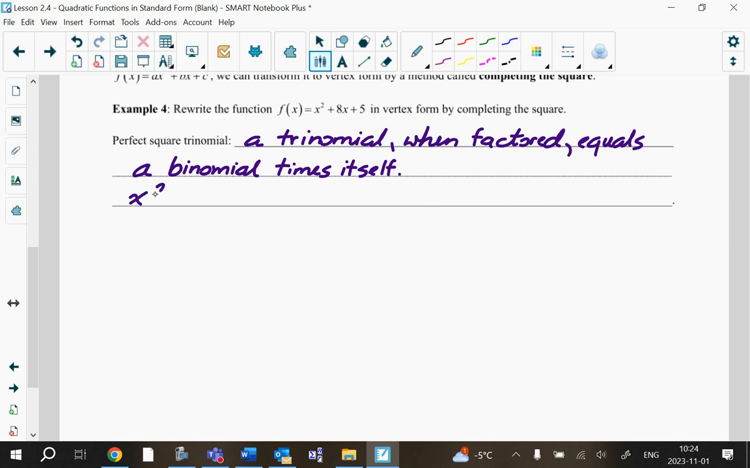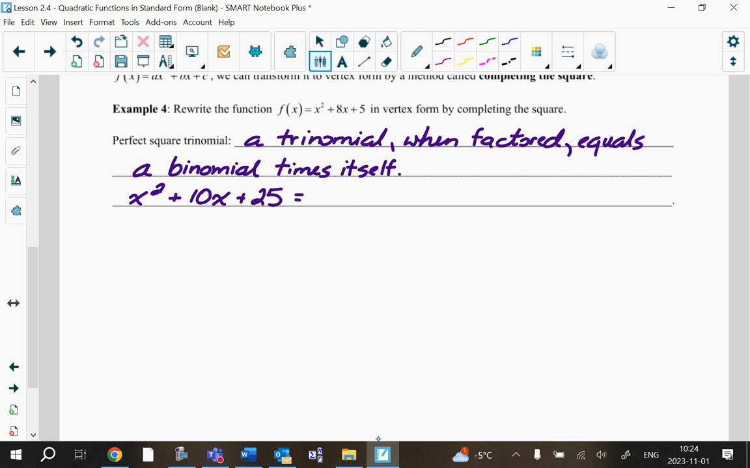Like you guys have heard of perfect square numbers. Why is 25 a perfect square? Because it's the same as 5 times itself. Why is 36 a perfect square? Because it's the same as 6 times itself. Right. We're just talking about perfect square expressions now. So if I said this, this is a perfect square trinomial, which means when we factor it, we'll get 2 identical binomials.